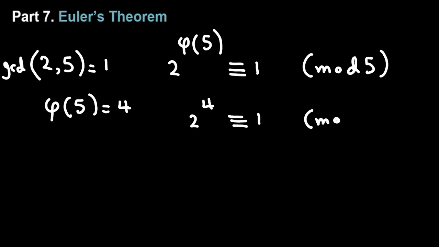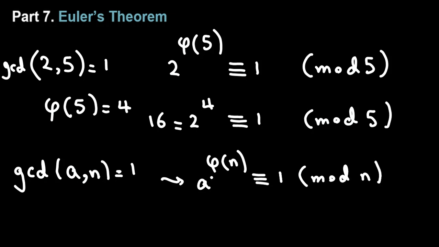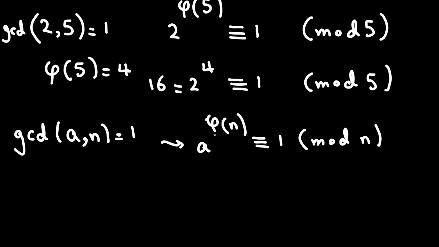2 to the power of phi of 5 is 4, is congruent to 1. Is it correct? So let's check. 2 to the power of 4 is 16, 16 and 1. Both of them have same remainder when divided by 5. So it's okay. Now, if I want to generalize it, GCD of a and n is 1. So we can say a to the power of phi of n is congruent to 1 mod n. So it is correct and it's so much useful. Euler's theorem, a to the power of phi of n is 1. It's so much useful.